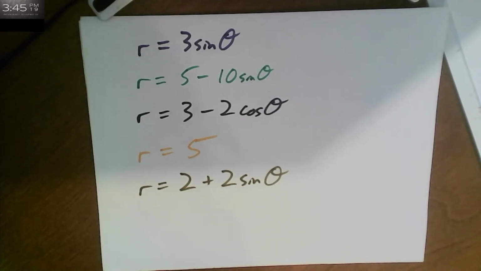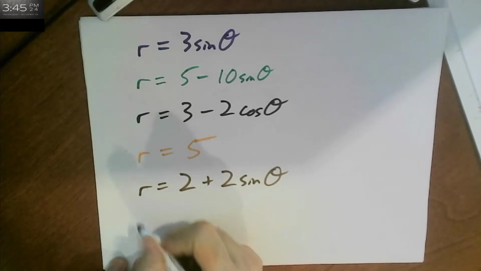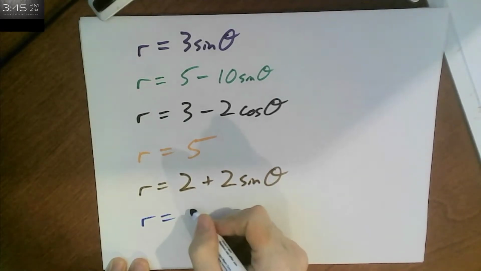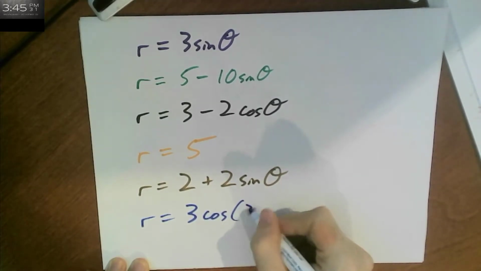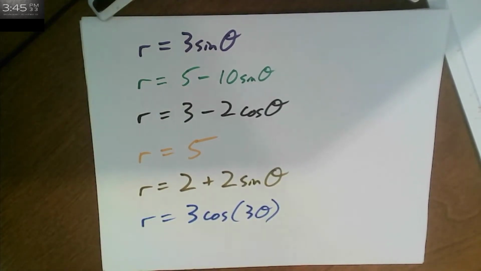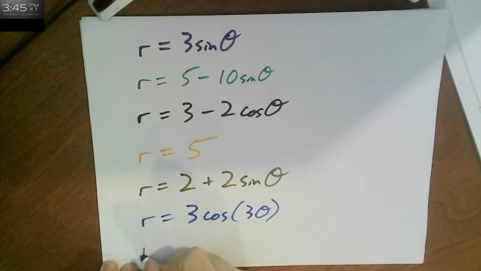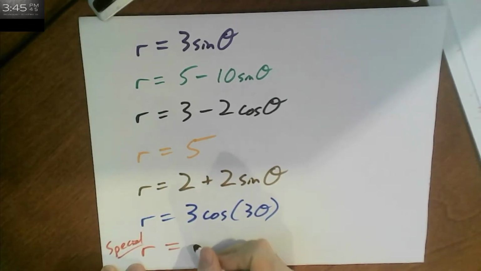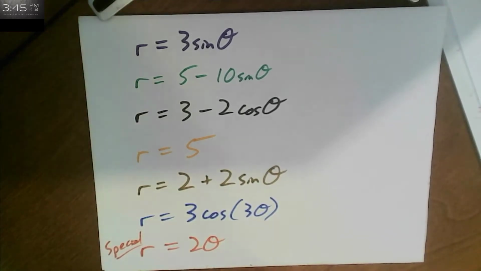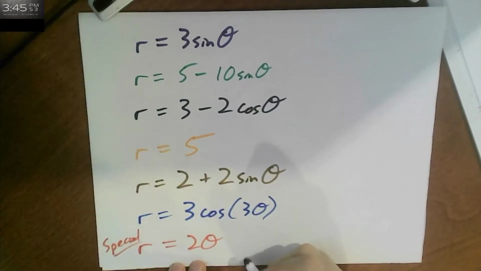Oh, I realized I'd omitted an important one last time. I'm glad I had to remake this because I screwed something else up. R is, say, 3 cosine of 3 theta, one you might have to think about a little bit. And then I'm going to do 2 special cases at the bottom here, which are a little different than the rest of these forms that we've worked with. Special: if R is just, say, 2 theta. So it depends on an angle, but there's no trig involved. It's an interesting shape to think about.